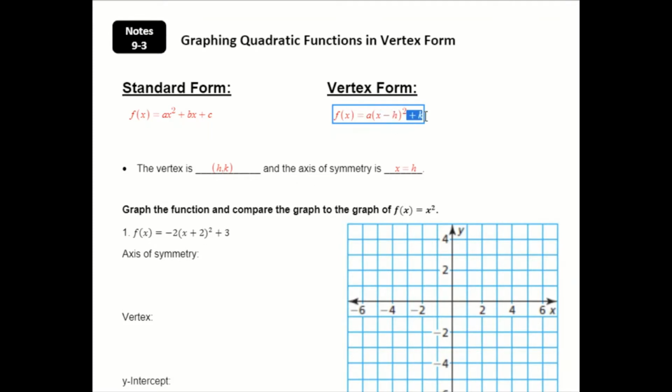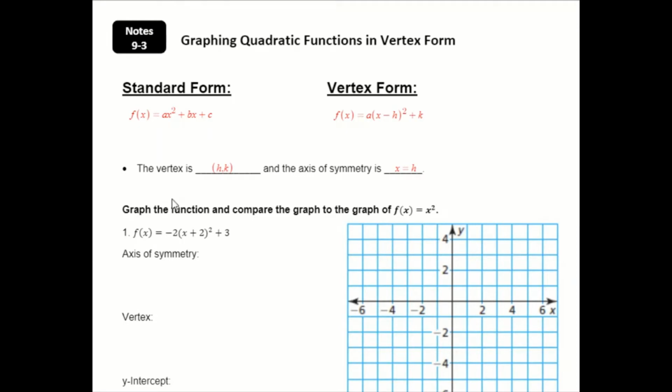Now k, you don't have to worry about that because it's just plus k. So whatever k is, that's your k. So if we look at this example here, the k is 3 and the h is negative 2. I'm going to make that a point of emphasis as we go through all of these examples, but I just wanted to really point that out.